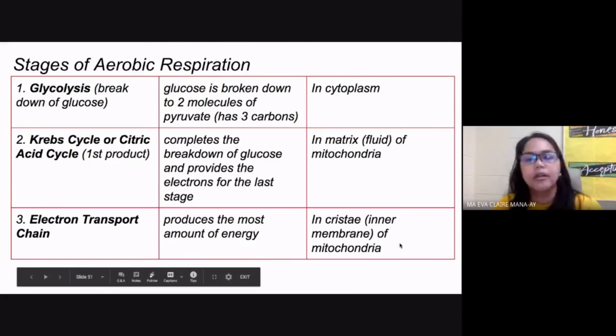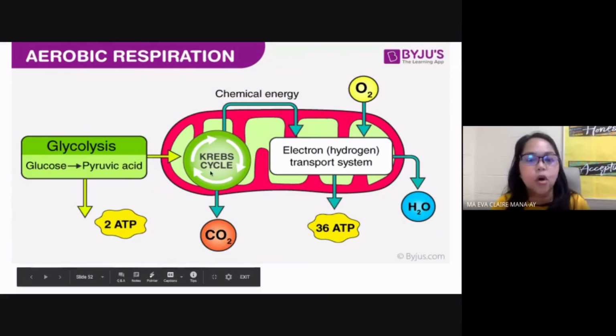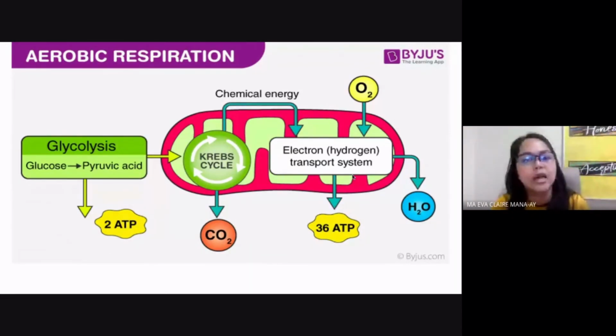So this here summarizes aerobic respiration. Again, we start with glycolysis. Glucose is broken down into 2 molecules of pyruvic acid, or 2 molecules of pyruvate. Those products are going to be transported inside the mitochondria. Your Krebs cycle will happen in the matrix of your mitochondria, the fluid inside your mitochondria. And then, of course, this is going to give off carbon dioxide and electrons. Those electrons are going to be transported to the last stage of aerobic respiration, which is your electron transport system, or electron transport chain.